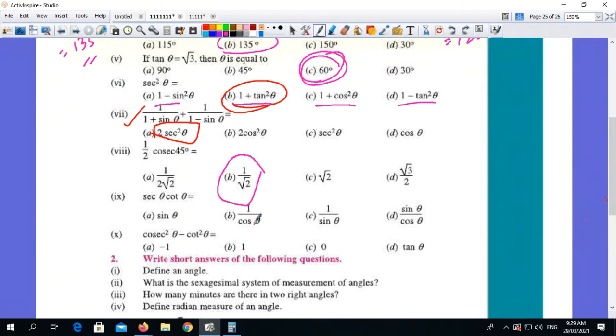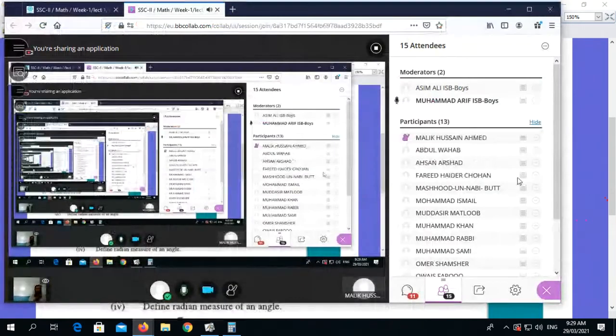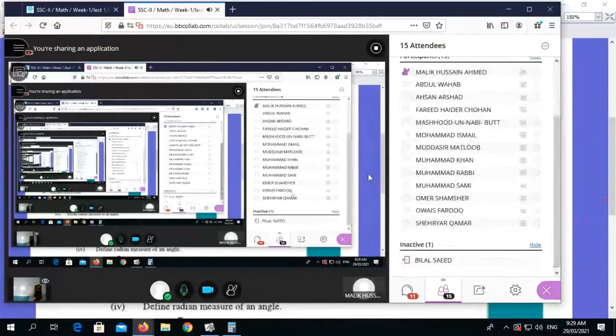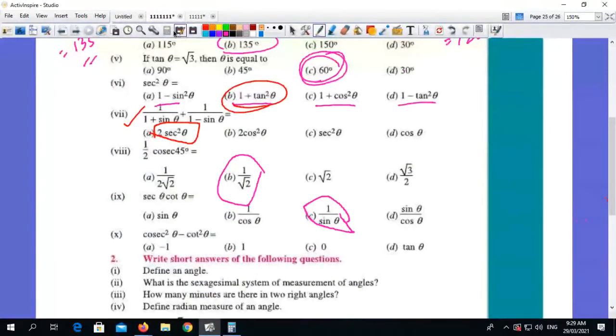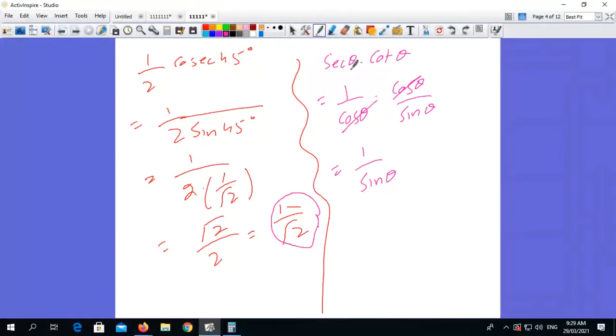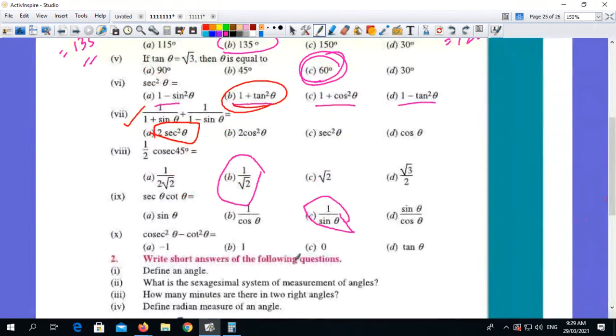Yes, what is the answer of secant theta cot theta? It becomes 1 by sine theta. Yes, Malik Hussain Ahmed, how? Secant theta times cot theta can be written as cos by sine theta. Cos cancels with cos, and we have 1 by sine theta. So option C is the correct option.